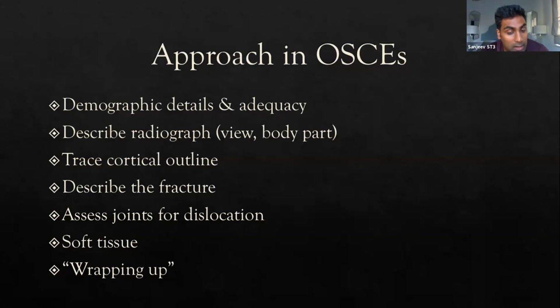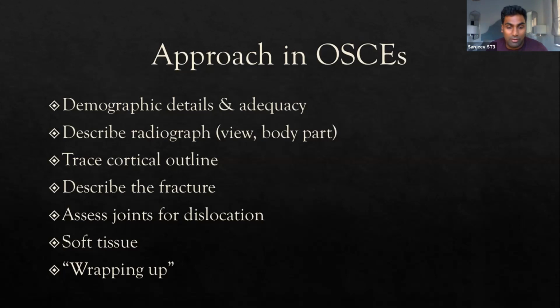Regardless of whether there's a fracture or not, the next thing you do is assess the joints, mainly I think in the OSCE for dislocation. You do look at other things, for example, things like joint space narrowing, but I think it'll be very mean for them to start giving you things like rheumatoid arthritis in your OSCE. So I wouldn't worry too much about that. And then similar to the chest X-ray, you look at the soft tissue.